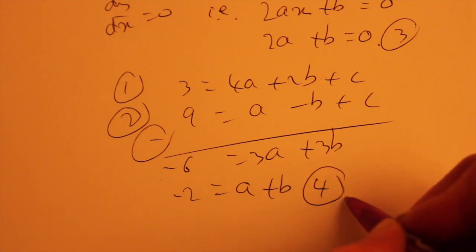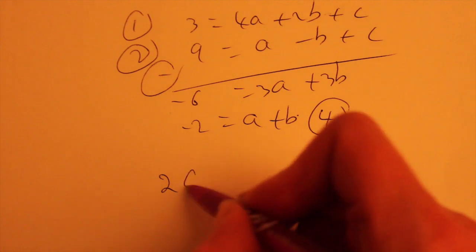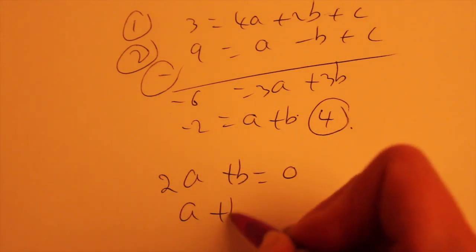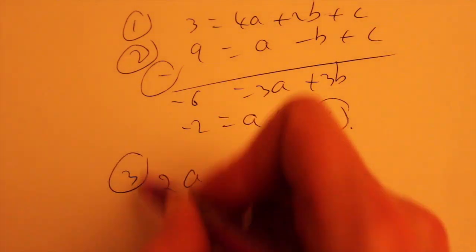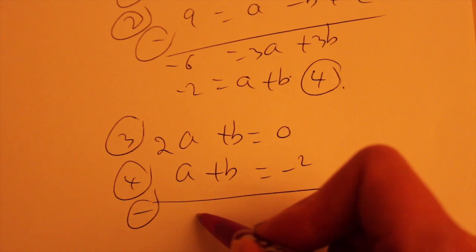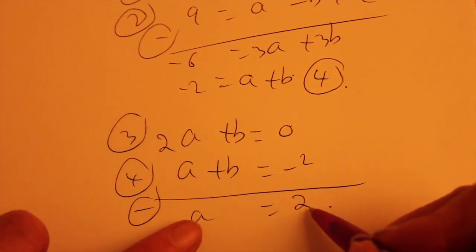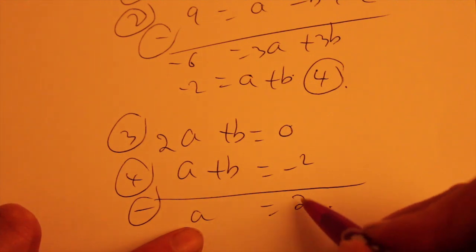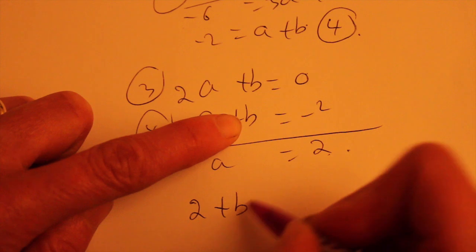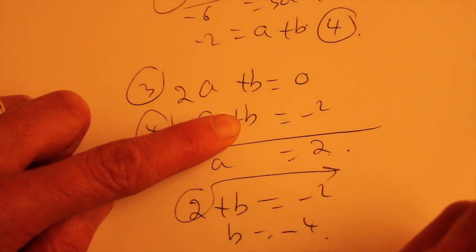Call that equation 4. 3 and 4 are in terms of a and b, so write them beneath each other: 2a add b equals 0, and a add b equals minus 2. That's equation 3 and equation 4. Just subtract them. 2a minus a is a, b minus b is gone, 0 minus minus 2 is 2. To work out your b, substitute that into any of the a b equations. We'll go for this one here: a plus b equals minus 2, so b is minus 2 take 2, which is minus 4.